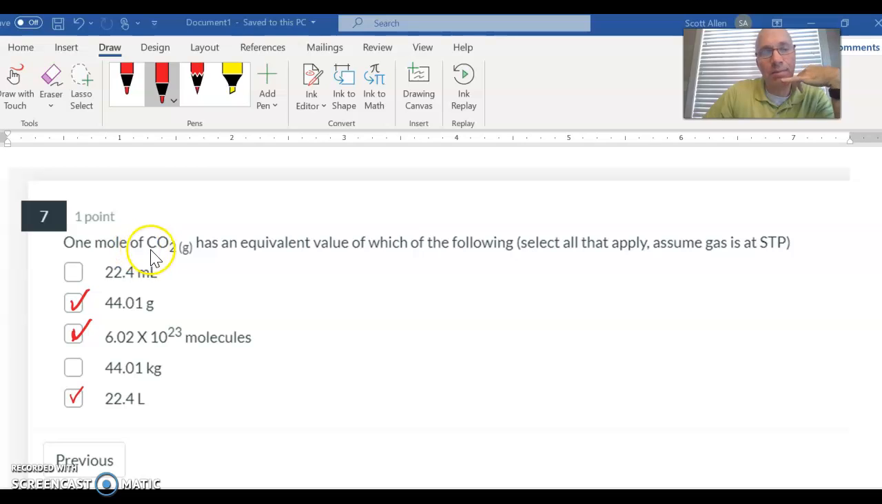The 3 things that a mole of this gas would be: first of all, a mole is always 6.02 times 10 to the 23rd. Another thing is that its mass is the formula mass of that, written in grams. And the last thing is that since it's a gas, it would be 22.4 liters.